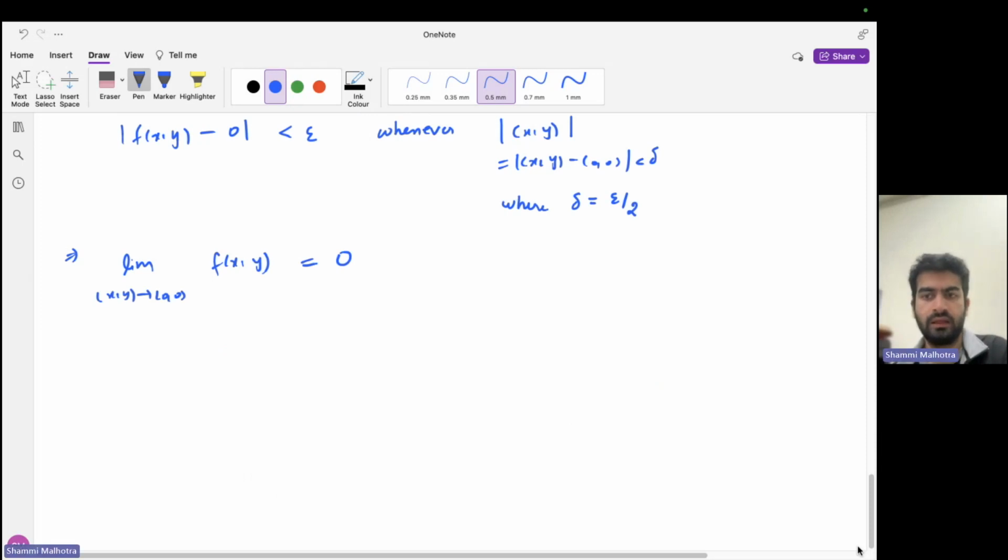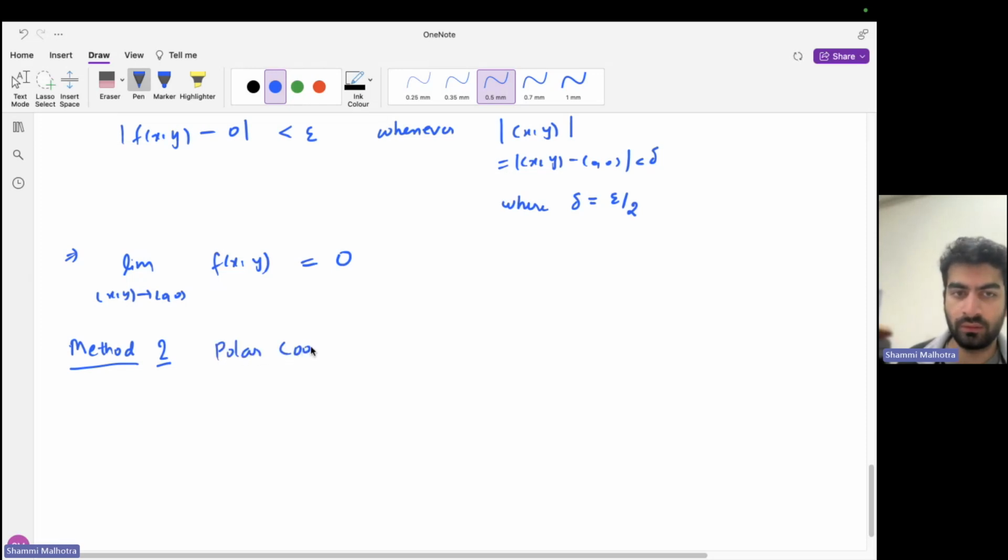So one thing we can see, this is easier in some cases, but it's not that easy in general when you're proving that the limit exists. So I will show you one more method to find and evaluate the limit of this function at (0,0). That method is easier, more handy and easy to compute. That method is using polar coordinates. So we will use the polar coordinates to compute the limit. Okay, so let's start.